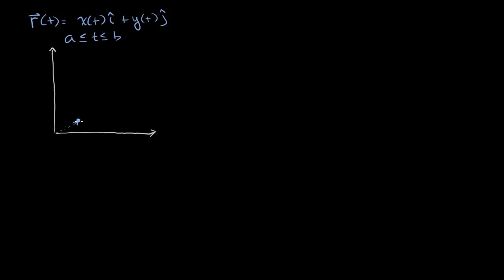And then as t increases, the endpoints of our position vectors trace out a curve that looks something like that. So when t is equal to b, we get a position vector that points to that point right there. So this defines a path, and the path is going in this upward direction, just like that.